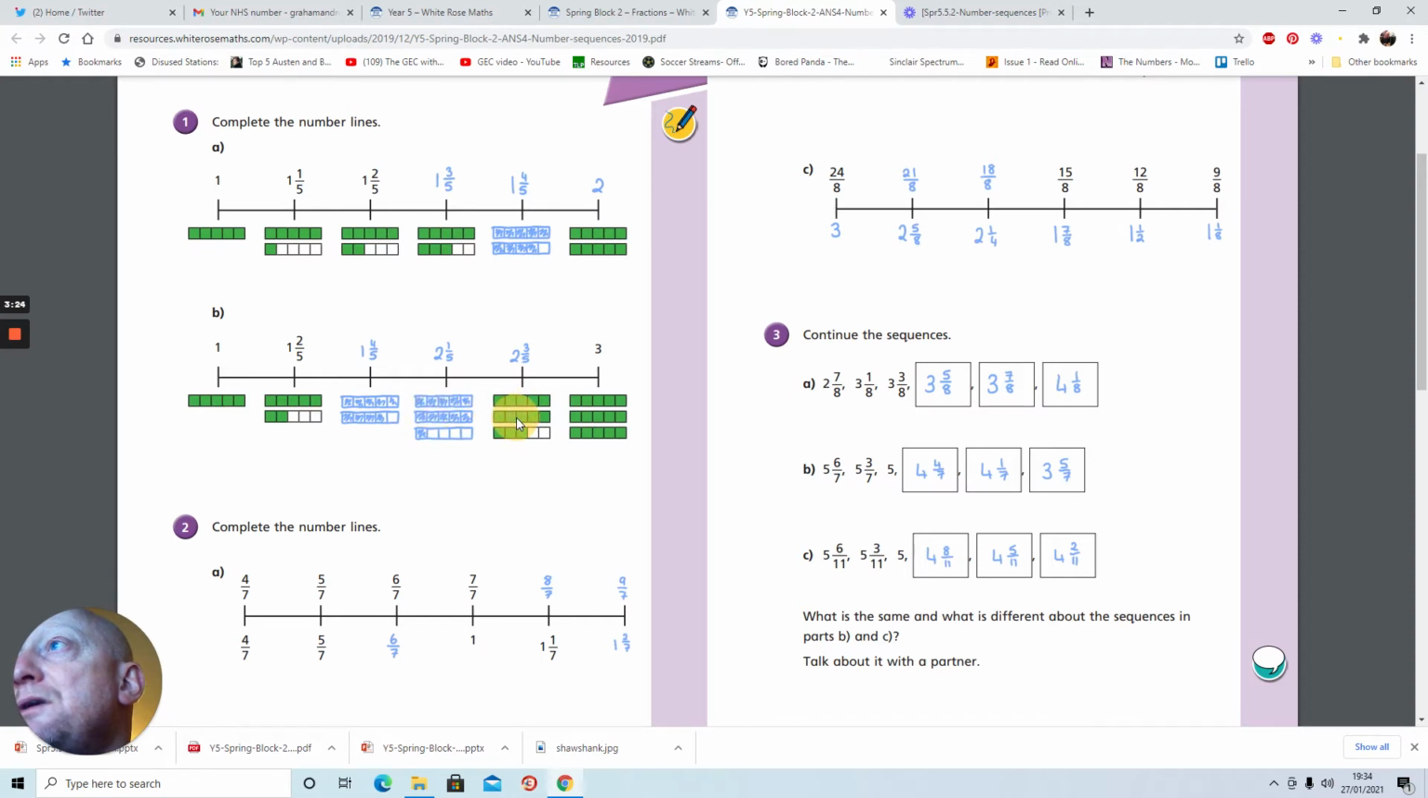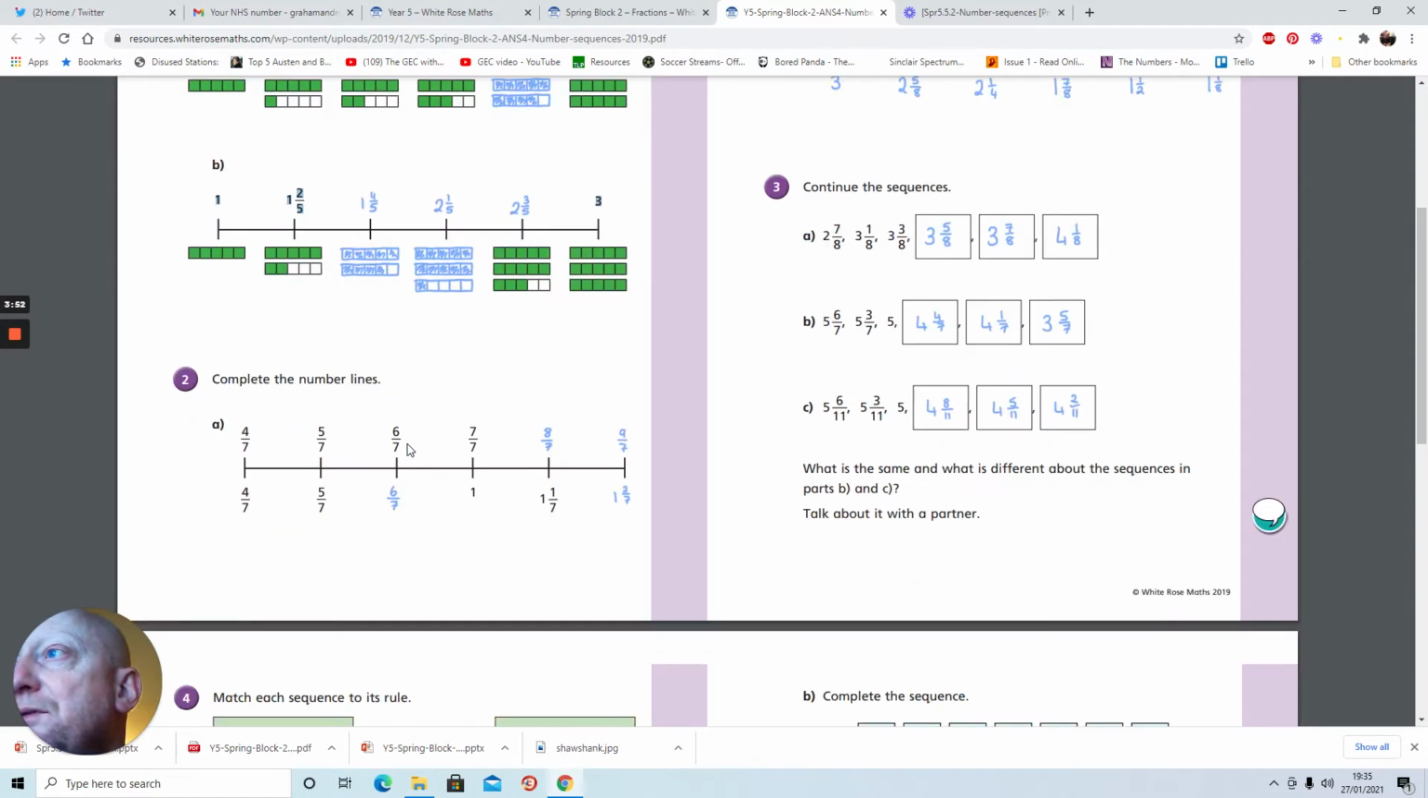Jump up to the next one, and this is quite nice because it's got the visual underneath. So you've got 2 and 3/5. And then lastly, if we're adding 2/5 each time, we're left with a whole number, which is 3. So each time we're adding 2/5. And if you're not sure, I've got these visuals down here to really help you.